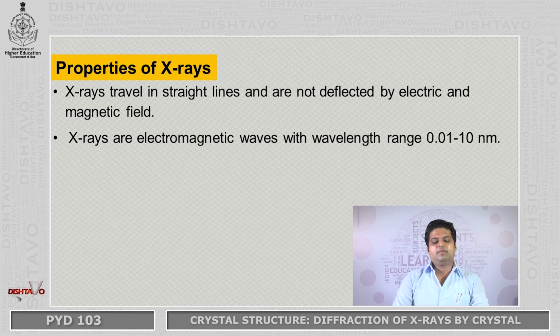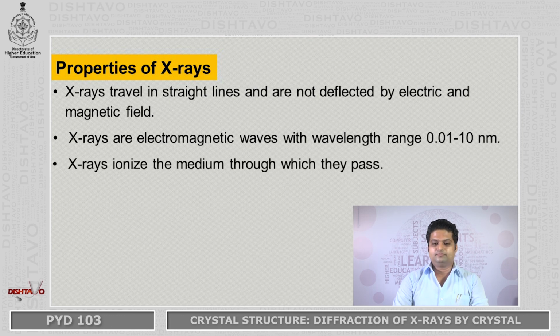Next, X-ray electromagnetic waves are in the wavelength range of 0.01 to 10 nanometers. This is very important because we are using X-rays for understanding the crystal structure, and the atomic distances in the crystal structure are in this range. We will discuss more about this in detail in the next module.